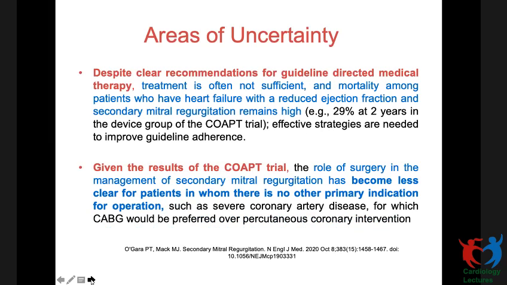Despite clear recommendations for guideline-directed medical therapy, treatment is often not sufficient, and mortality among patients who have left ventricular reduced ejection fraction and secondary mitral regurgitation remains very high, 29% at 2 years in the device group of the COAPT trial, and effective strategies are needed to improve guideline adherence. And given the results of the COAPT trial, the role of surgery in the management of secondary mitral regurgitation has become less clear for patients in whom there is no other primary indication for operation, such as coronary artery disease, for which CABG or PCI would be preferred.